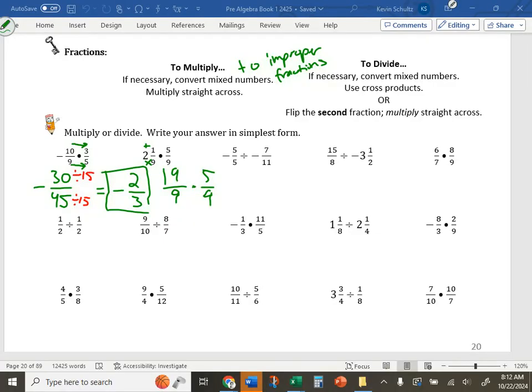Anyway, okay. So we have 19 ninths times 5 ninths. We go straight across. We have common denominators. Great, we have them. Didn't need them. What sign will our product have? Positive or negative? Positive. So 19 times 5 is 95. 9 times 9 is 81.